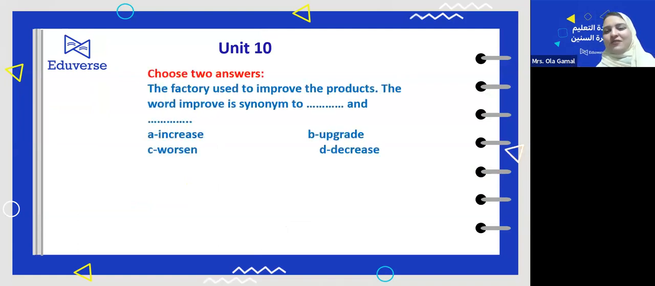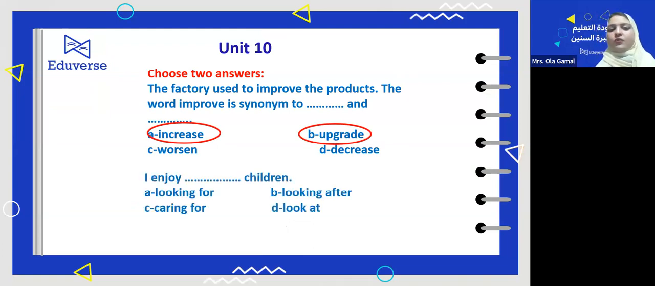Now let's start with our question. The factory used to improve the product. The word improve is a synonym to what and what? Choose two answers here. Yes, excellent. Improve is a synonym to increase and upgrade. Increase and upgrade. I enjoy what children? We need to choose two answers here. I enjoy looking after and caring for. Looking after and caring for.